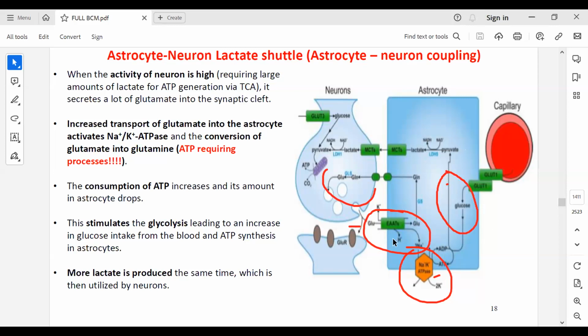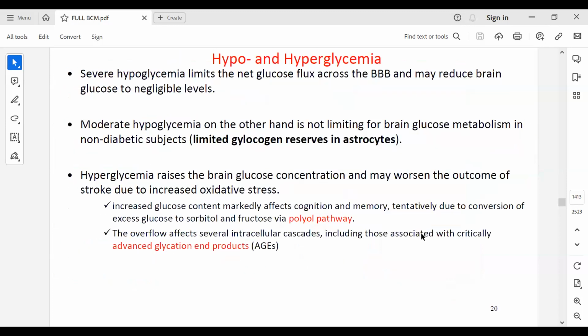And this glycolysis will produce pyruvate and lactate, which will go to the neurons. And these neurons will again utilize that in the TCA cycle. And that cycle continues. It will keep continuing. So that's the main thing to understand in the metabolism of the brain, how it metabolizes.